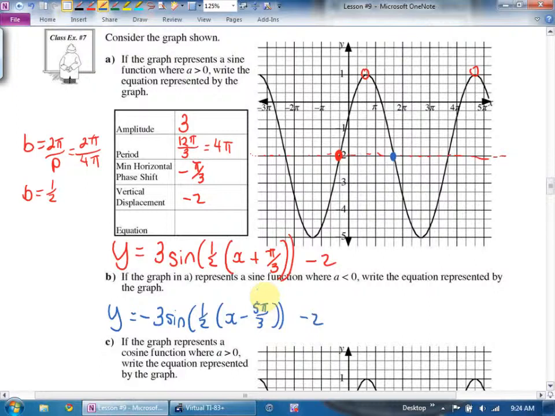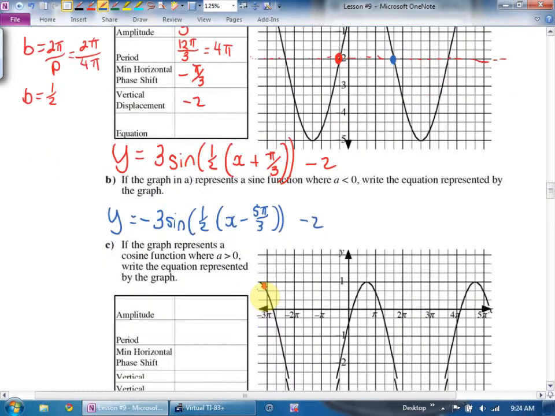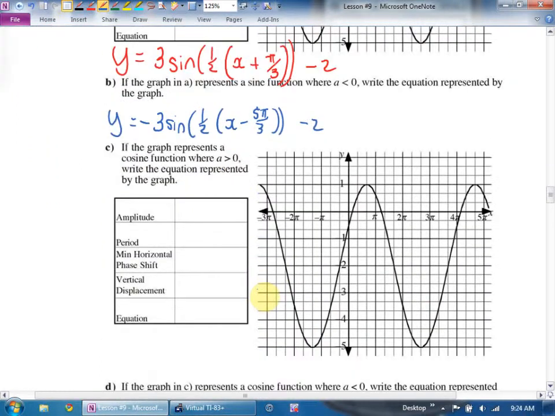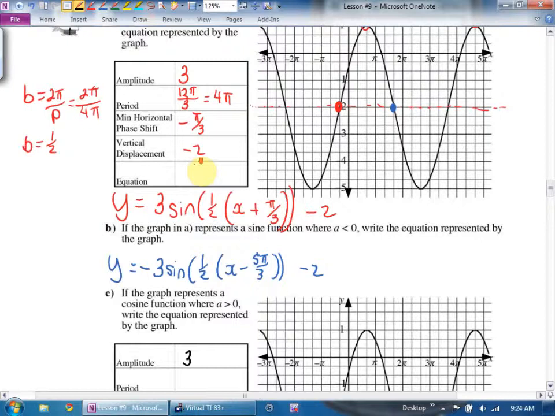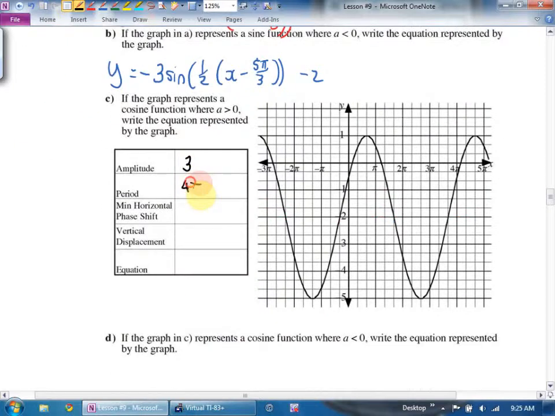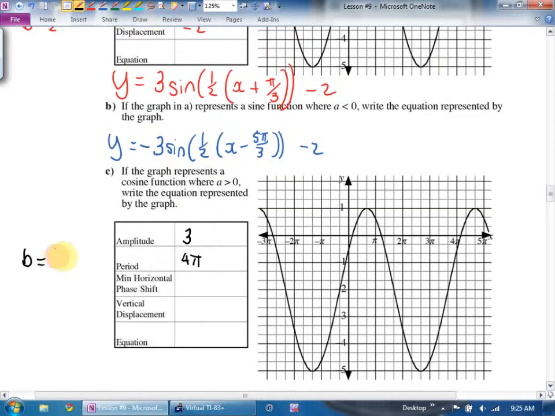Is this the same equation? Is this the same graph as the previous one? Let's write it as cosine. Everything but the phase shift is going to be the same. Amplitude, 3. Period, 4 pi. B, 1 half. Vertical displacement. Negative 2.